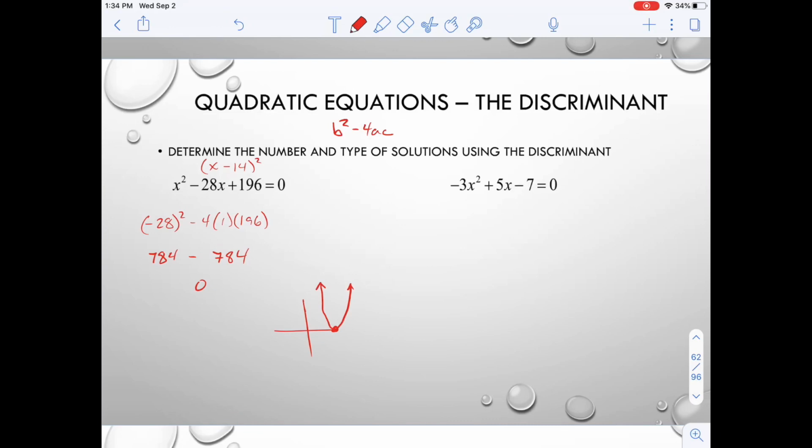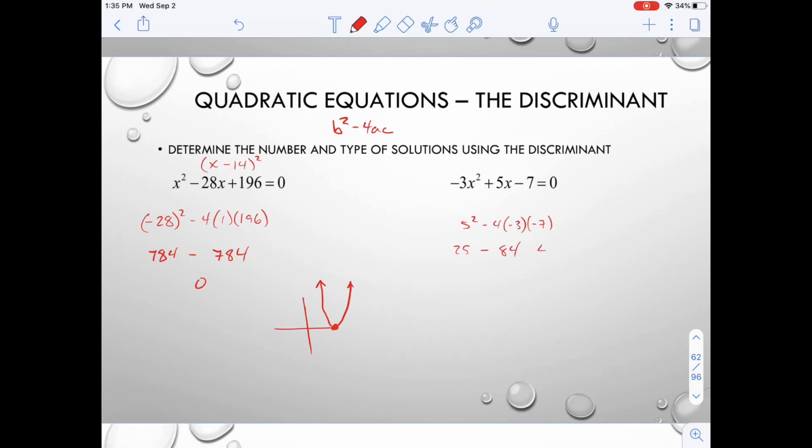Okay. In the second example here, b squared minus 4ac, so we're going to have 5 squared minus 4 times negative 3 times negative 7. So we're going to have 25, let's see, minus 84. All right, so we're going to get a value here that is less than 0. Okay, to be totally honest, it doesn't even matter what the value is. All we need to know at this point, it's negative, right? Which tells me I'm going to have 2 complex solutions, right? Here I had 1 real solution for that first example.